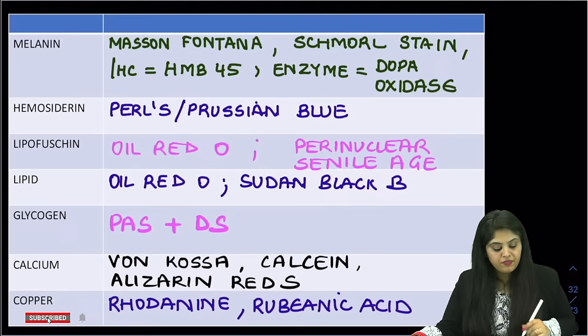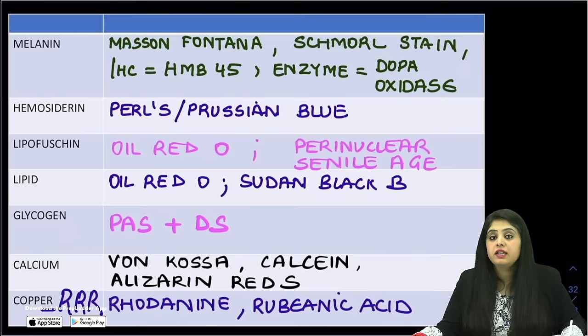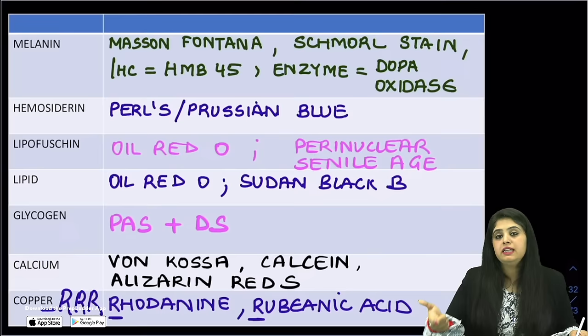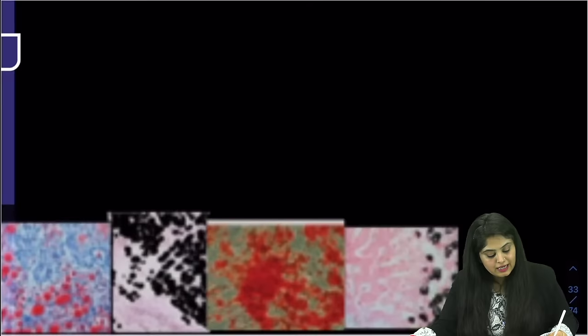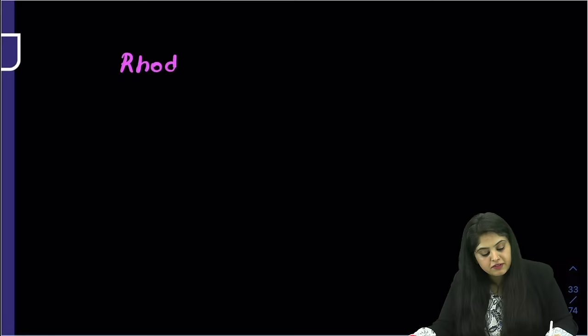Coming to the last one, that is copper. That's the favorite movie RRR. Copper ends with an R, and rhodanine and rubeanic acid are going to begin with R. Copper, rhodanine, rubeanic acid. Taking you a little bit into microbiology, guys, there will be two stains that you will have. One is known as rhodanine and one is known as rhodamine.